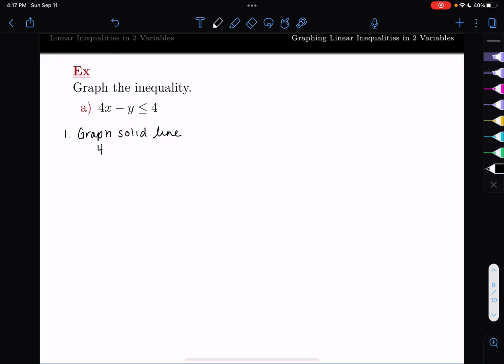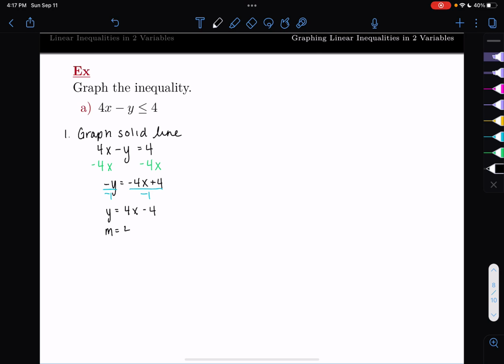And that line is 4x minus y equals 4. This, however, is not nice to graph, so I'm going to put it in slope-intercept form. We subtract our 4x, and that gives us negative y is equal to negative 4x plus 4. Then I'm going to divide everything by negative 1, which really just changes all of my signs. So I want to graph the line y equals 4x minus 4.